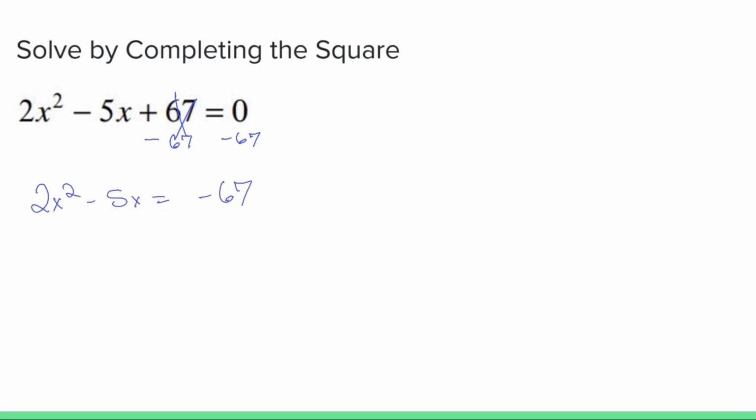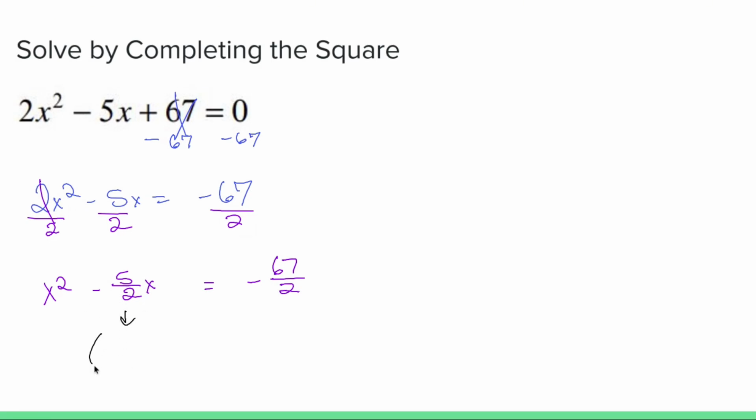The second thing I want to do is get rid of the number in front of x squared. So divide everything by 2. That leaves us with x squared minus 5 over 2x equals negative 67 over 2. Awful.